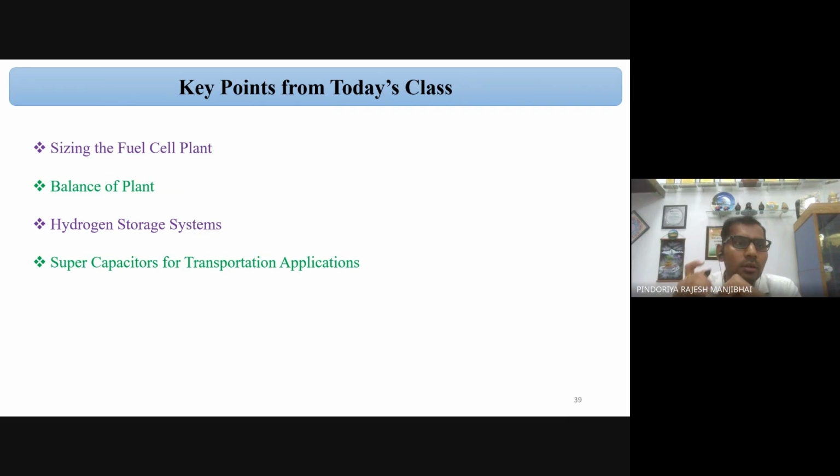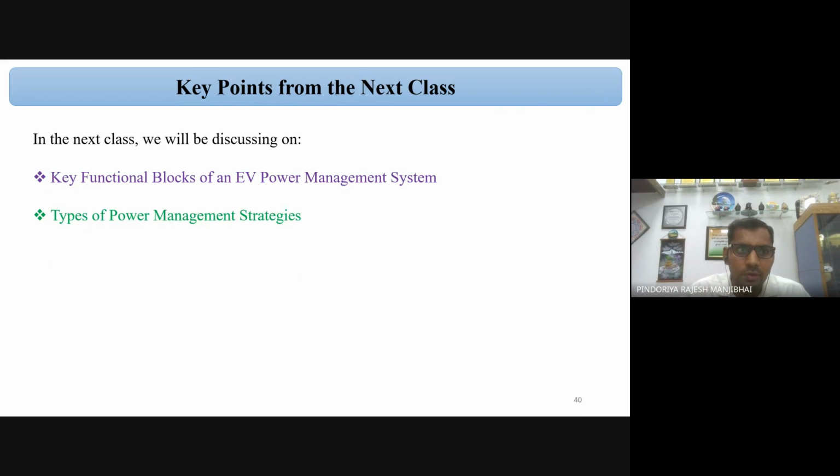So, key points from today's class: size of the fuel cell plant, balance of plant and hydrogen storage system, and last one, the supercapacitor for the transportation system. From the next class we will start the fourth unit, energy management, otherwise we can say power management. Key function blocks of the EV power management system and types of power management strategy. So in the next class I will start with a question and answer session, and then I will start the next unit, that is the fourth unit.